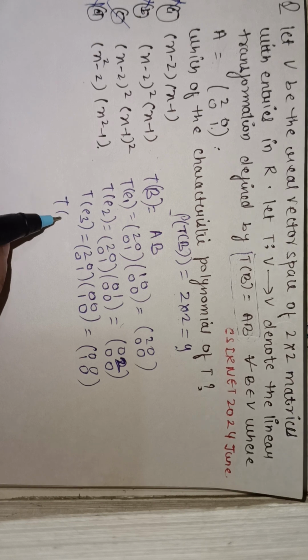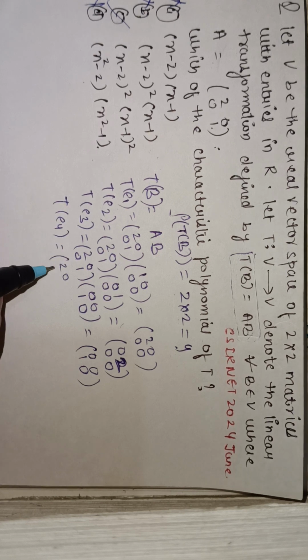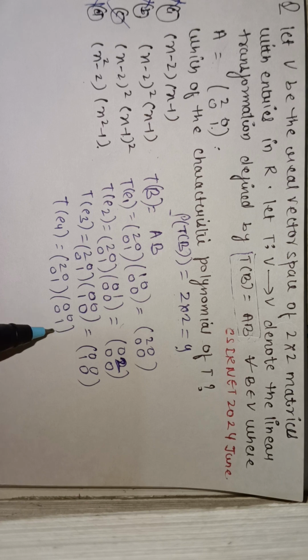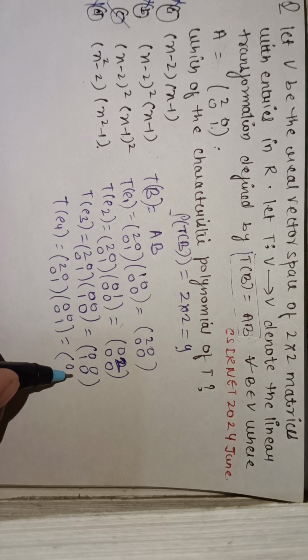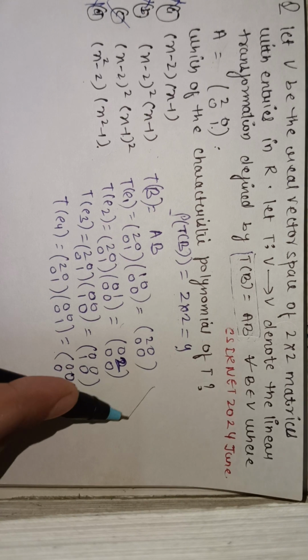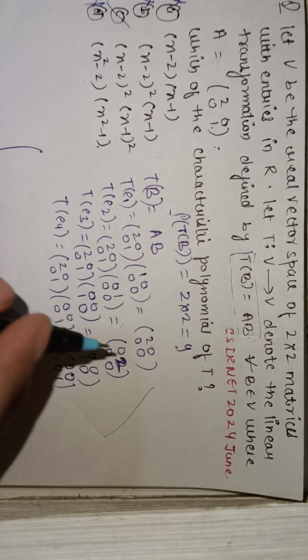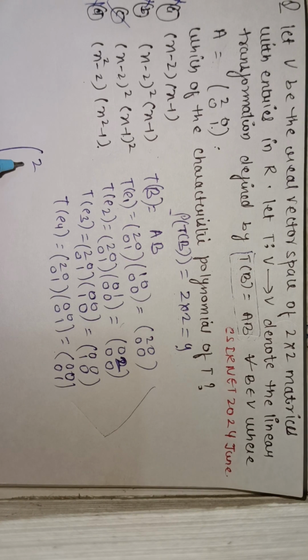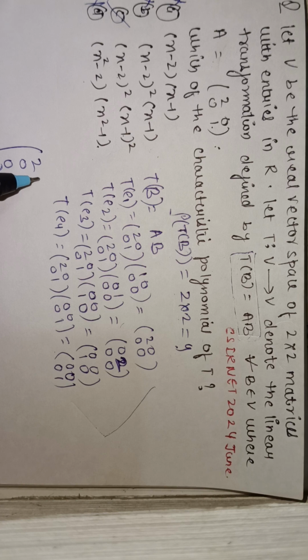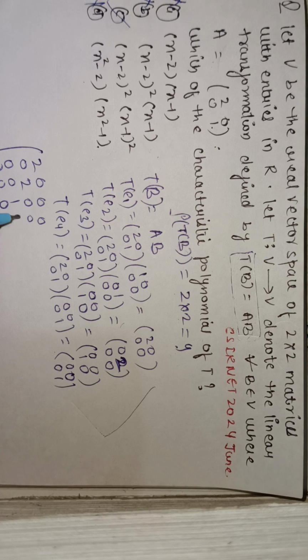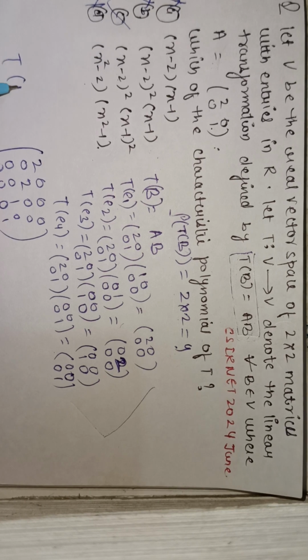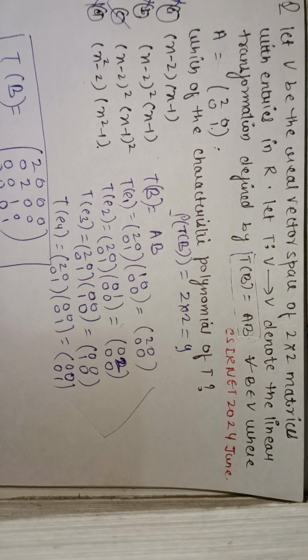Now for T of E4, [[2,0],[0,1]] into [[0,0],[0,1]], we get [[0,0],[0,1]]. If we formulate this in a matrix, we put it row wise: 2000, 0200, 0010, 0001.